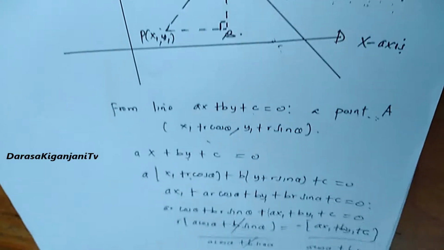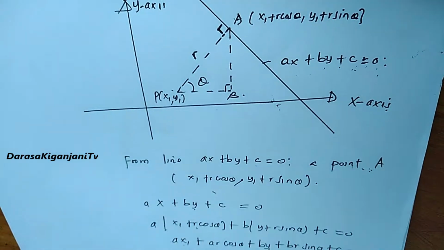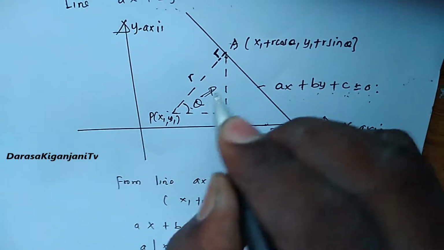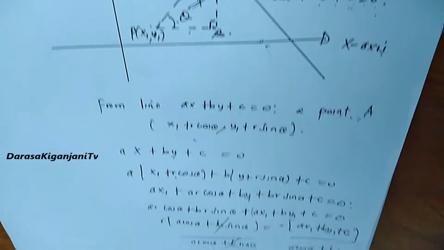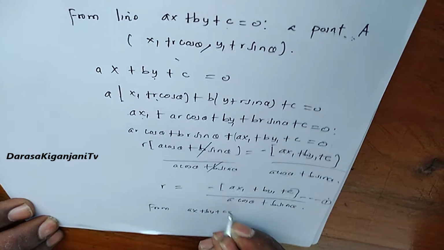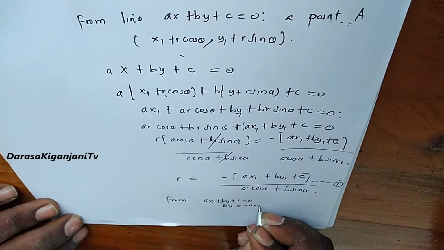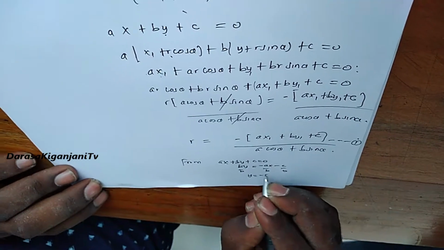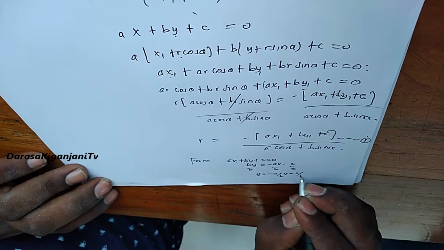Now from this triangle, we can call this angle θ. But how to obtain this ratio of the opposite and adjacent? From the line ax + by + c = 0, make y the subject. So we have by = -ax - c. Divide by b. So we have y = -(a/b)x - c/b.